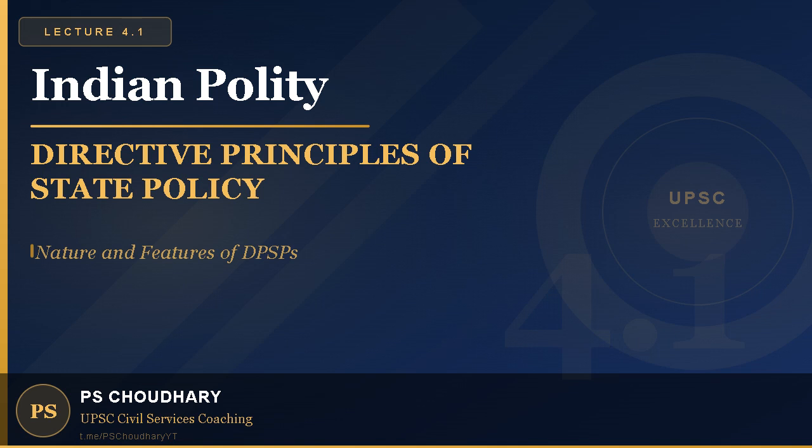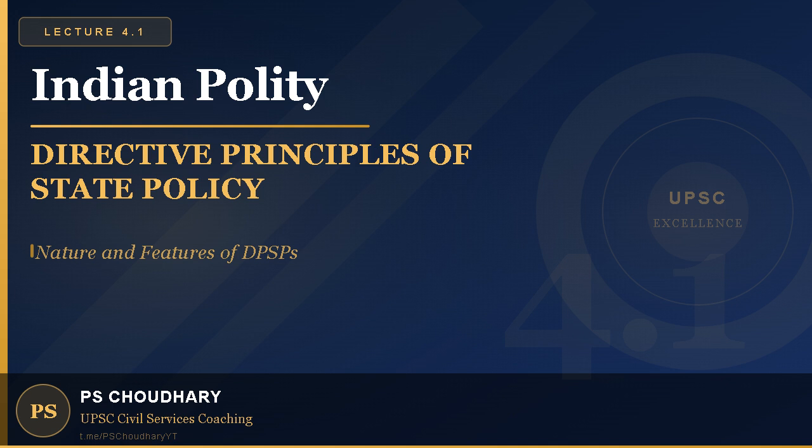In Chapter 3, we studied what the government cannot do to you. Those were fundamental rights, negative obligations on the state, restraints on power. Now we enter Chapter 4, and we flip the picture entirely. Chapter 4 is about what the government should do for you.